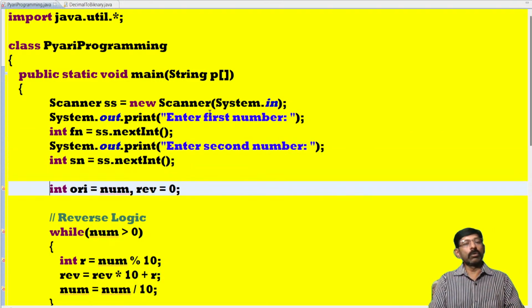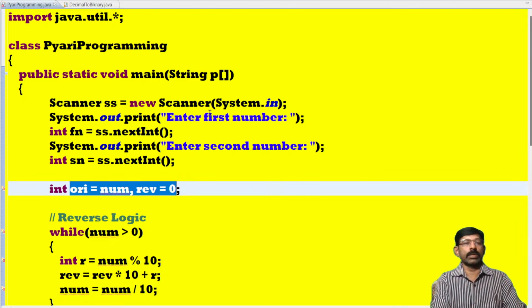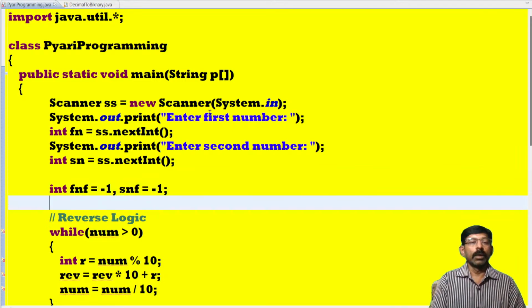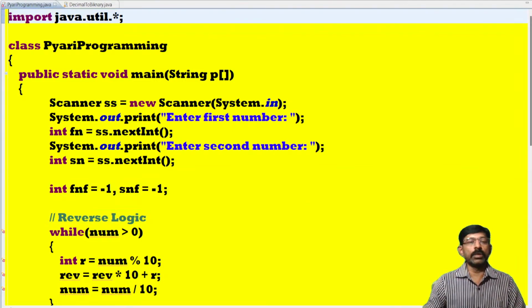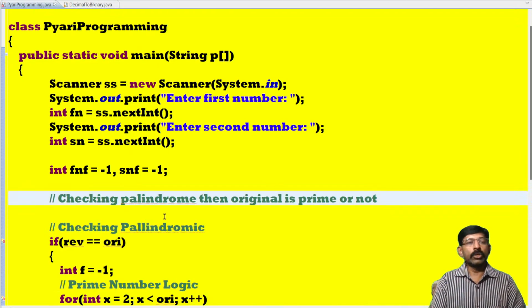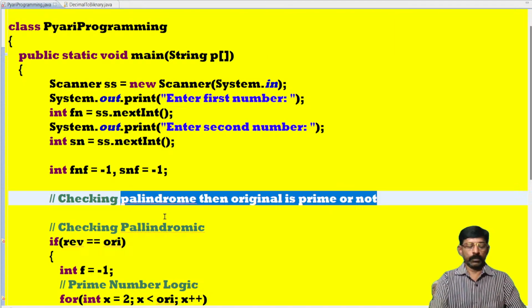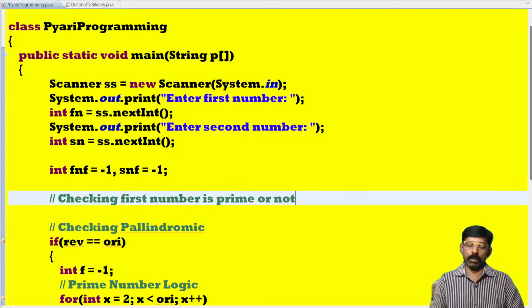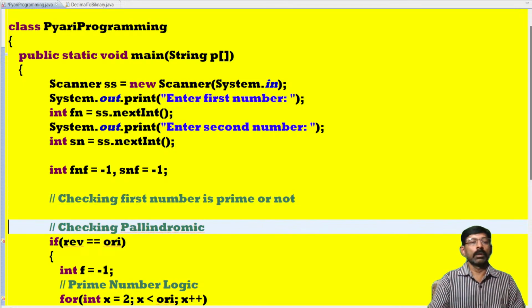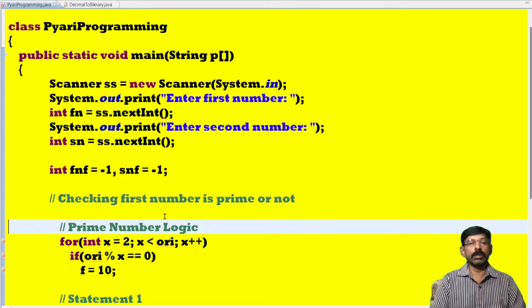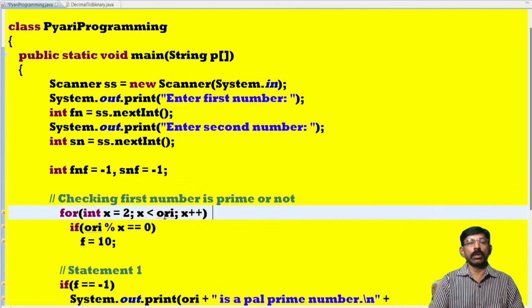Now both I need to check prime. So I will take 2 flags. First number flag is equals to -1, comma second number flag is equals to -1. Okay. Now I don't need reverse. Remove this. Simply remove this. I don't need. Now check first number is prime or not. So how to check? I don't need to do this. I don't need this flag. Look at this. I'm removing this. This code is written over here.